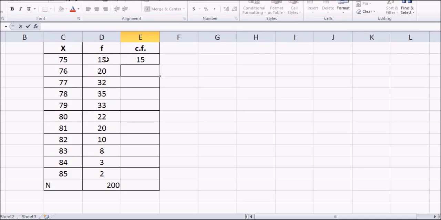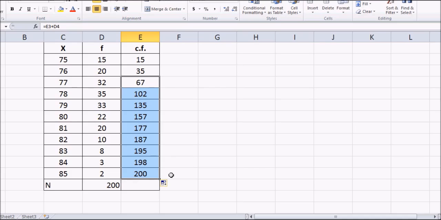So the first one, it's 15. The second one, it is 15 plus 20. Third one is 15 plus 20 plus 32. Of course, 15 plus 20 is 35, plus 32 is 67, and so on. I can just drag the same formula into all of these cells. Well, so these are my cumulative frequencies.